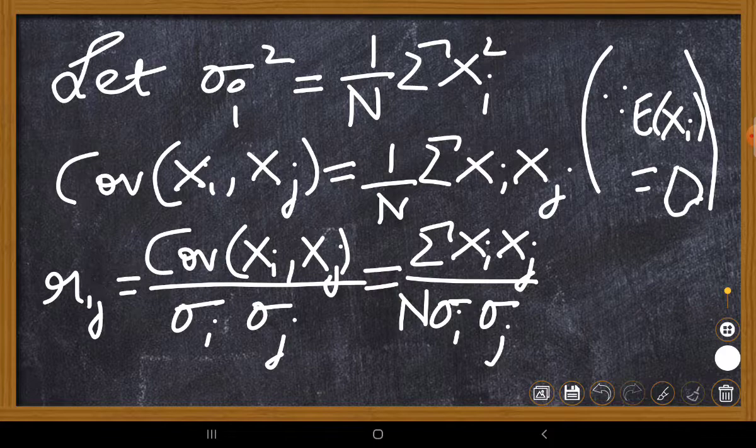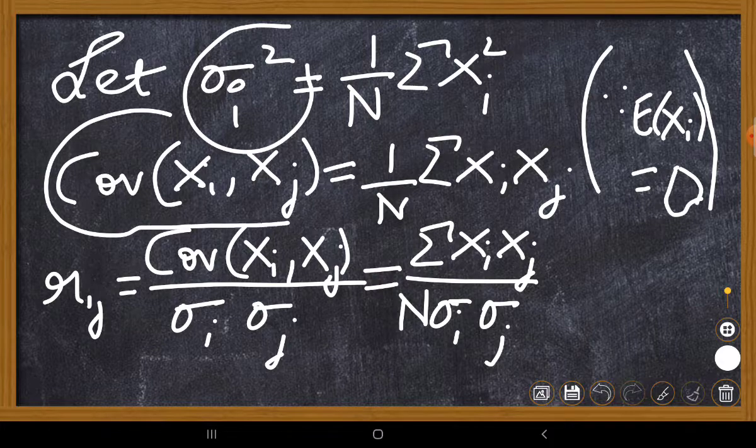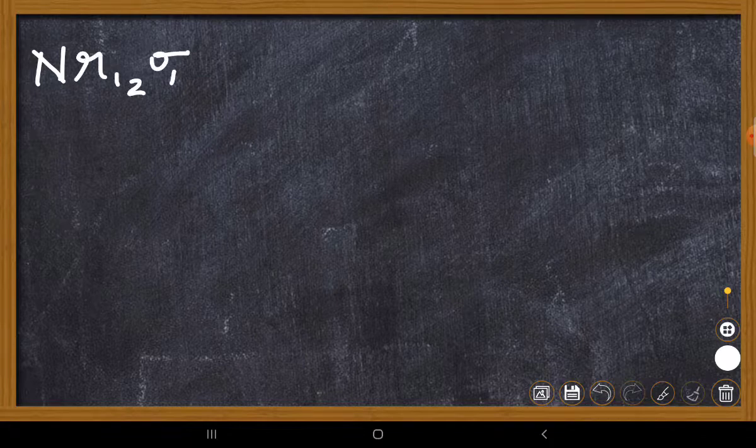Okay, so now after defining those terms, we are going to replace in the normal equations with these terms that we have just defined. Okay, so therefore our first normal equation will be, okay, that summation x1 x2, so that means it will be n r12 sigma 1 sigma 2.